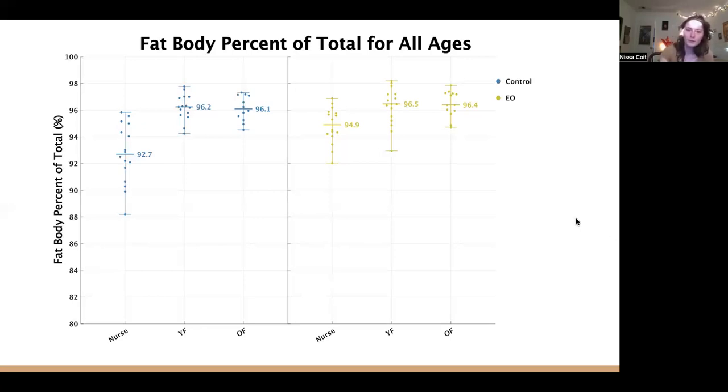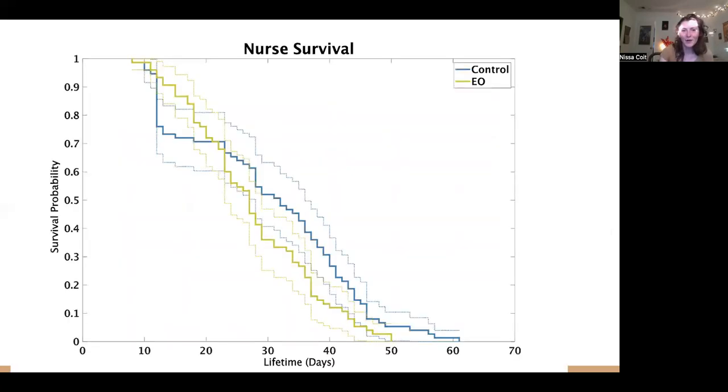So that's interesting. Now, the other interesting thing is I also tracked the survival of the bees, for a different set of bees, because obviously to sample the bees, I had to kill them. But I left some of the bees alone, and ethyl oleate didn't have an impact on survival. So in this scenario, in the nurse bees, they actually lived less long than the controls.